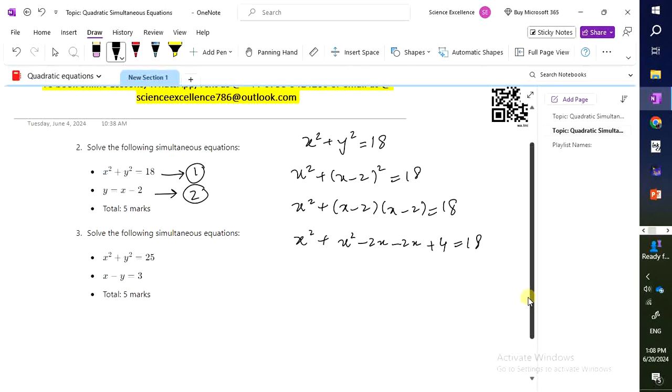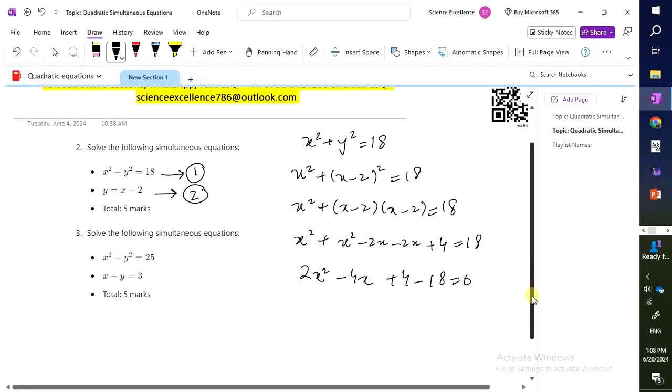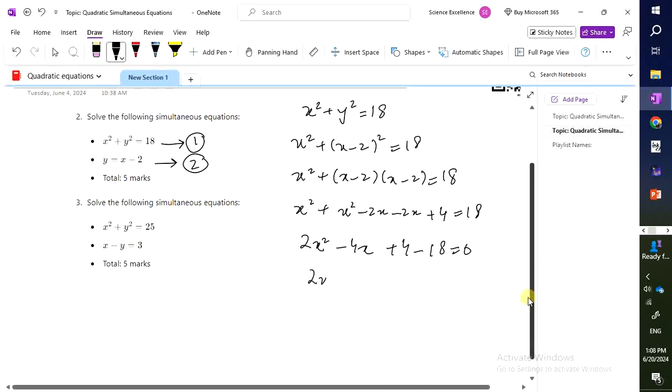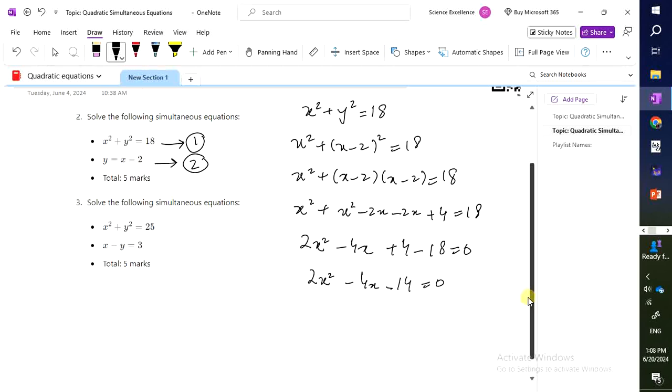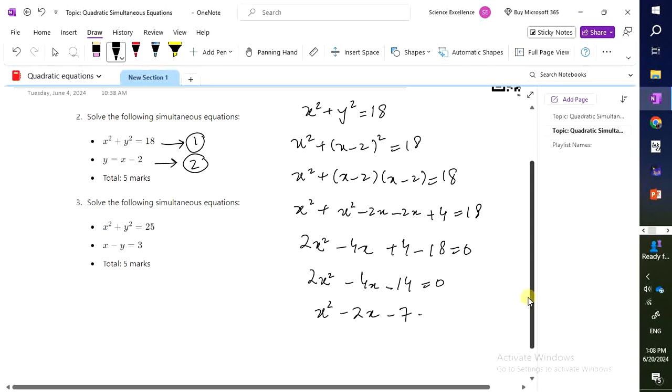So it will be x square plus x square is 2x square, minus 2x is minus 4x plus 4. If you take 18 to the left hand side, it will be minus 18 equals to 0. So now it will be 2x square minus 4x plus 4 minus 18, which is minus 14, equals to 0. Again this equation is divisible by 2, so we can divide by 2 throughout. We're left with x square minus 2x minus 7 equals to 0.